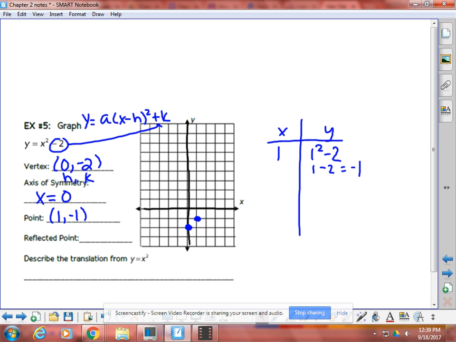Reflected point. What I mean by reflected point is my axis of symmetry goes through like this. That means I could fold it directly in half. So I'm 1 spot away from the axis of symmetry on this side, so I'm going to go 1 this way. So my reflected point is negative 1, negative 1. And that's what my parabola is going to look like. So what happened to this from the parent graph? That negative 2 was my k value, so it moved down 2 units. And that was my movement.